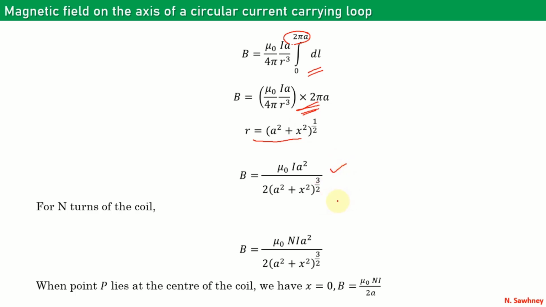If there are N number of turns in the coil, we will simply multiply it by N. And if this point P lies at the center of the coil, then we have x equal to 0 in the above equation, and we have obtained the magnetic field formula as mu naught N I upon 2a.